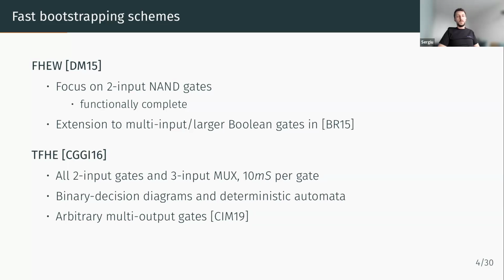The implementation is really fast. You only need 10 milliseconds per gate. The number changes each year because the hardware performance increases. So now I think it's 5 milliseconds per gate. And you are able to execute any two-input gates and also a three-input multiplexer gate.